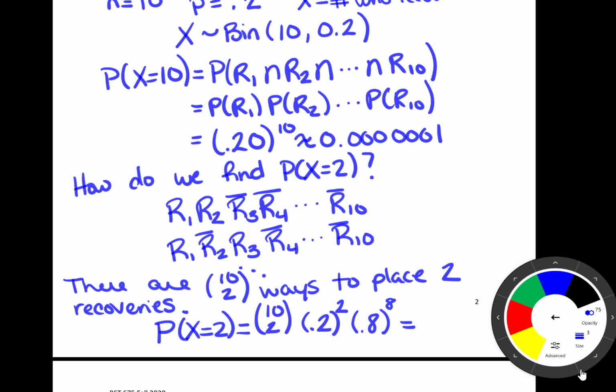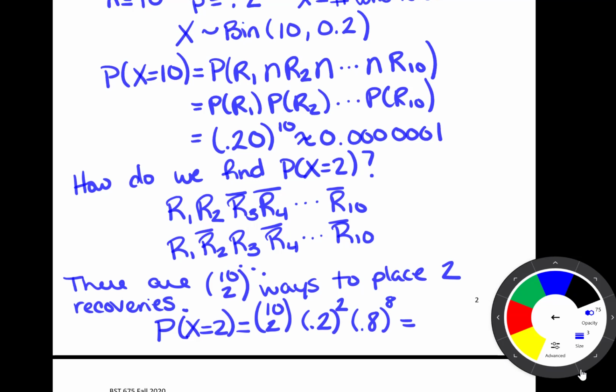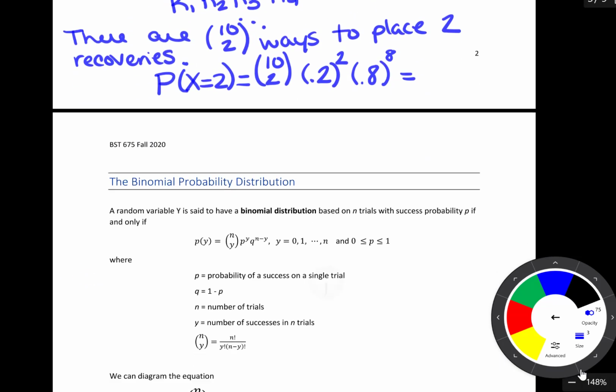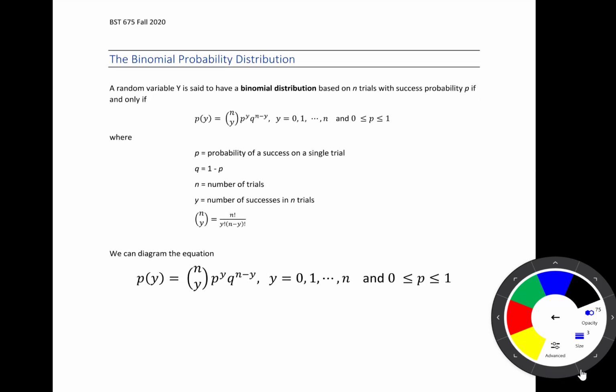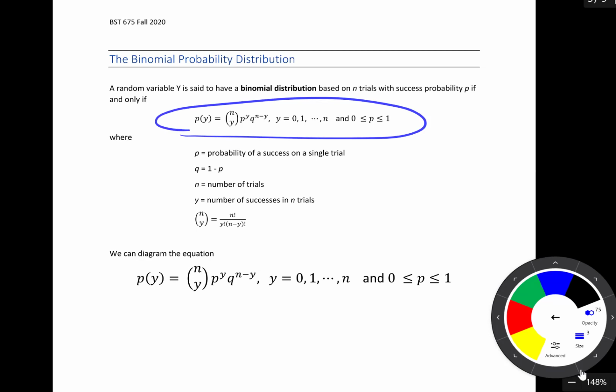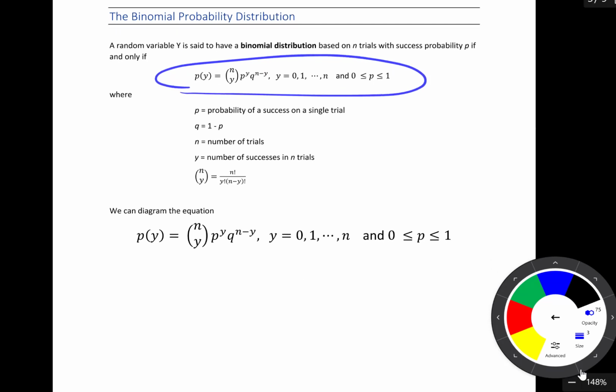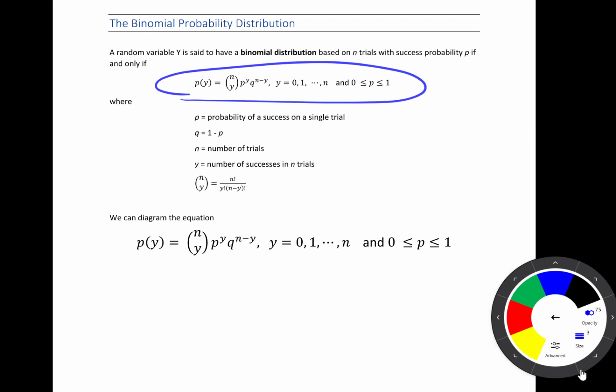This actually gives us the formula for a binomial distribution. And so that's what we're going to see here on the next page. So a random variable y is said to have a binomial distribution based on n trials with probability of success p if and only if we have this distribution. And so let's diagram this equation down below and see what the different pieces represent.